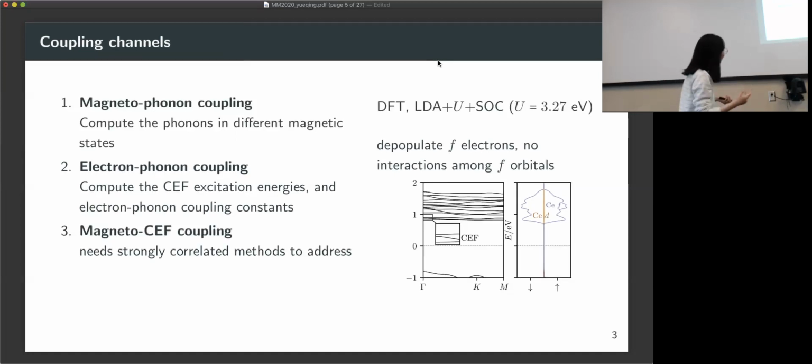And lastly, we can have this magneto-CEF coupling, which needs strongly correlated methods to address. So for today's talk, I'm going to focus on the first 2 coupling channels.